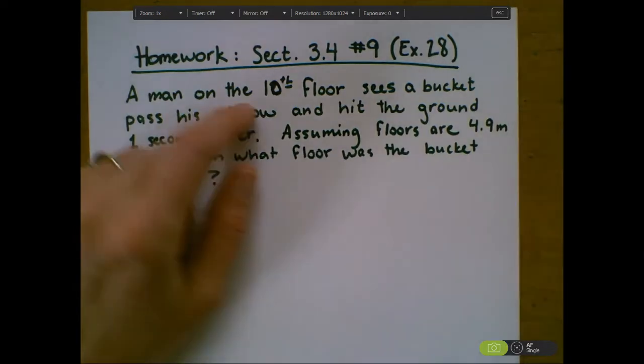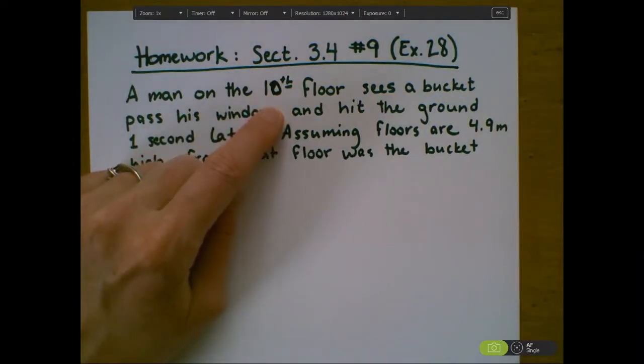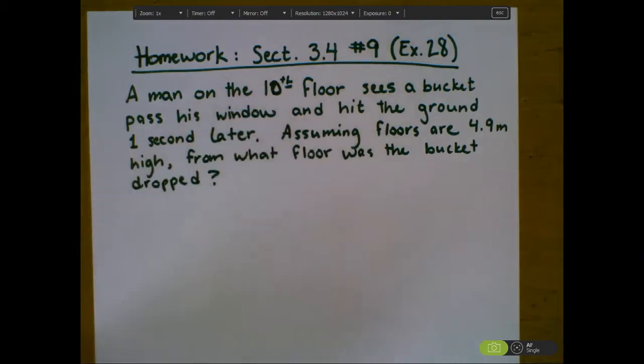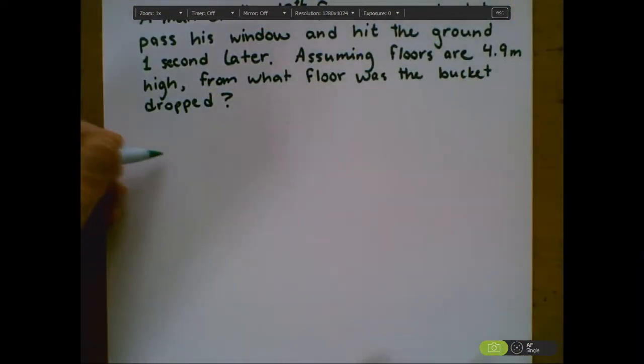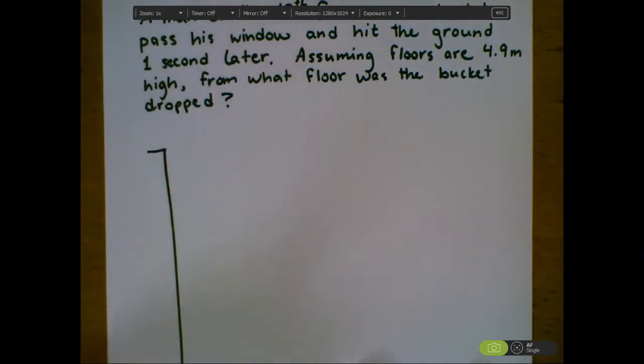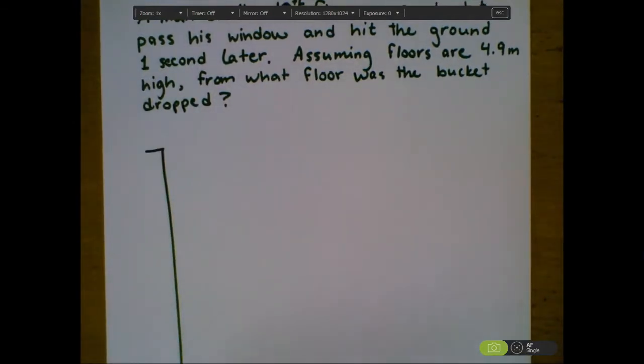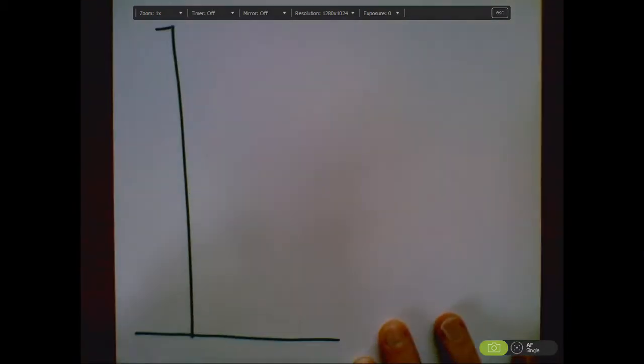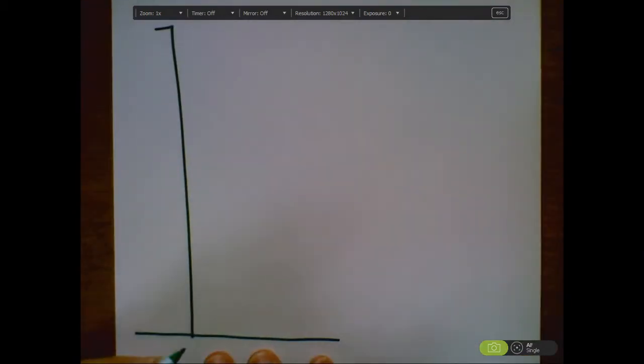And I realize that depending upon your problem, you might have different numbers rather than the 10th floor. But for this solution, you'll be able to follow this method for other floors. So to start, I'm going to draw a picture. Let's get a diagram of what's going on. So here's my building, and there are two variables that we're interested in: a time variable and a height variable.